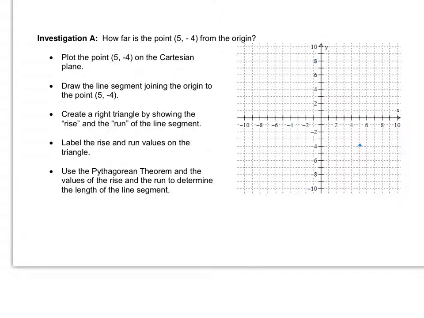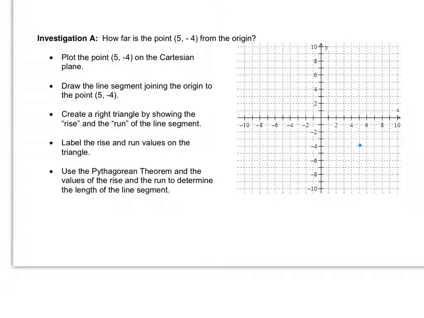We are investigating how far the point 5 comma negative 4 is from the origin. I've already done step 1 here of plotting the point 5, negative 4 on the Cartesian plane, which is down here. To get to that point, I went 5 units to the right and then 4 units down.